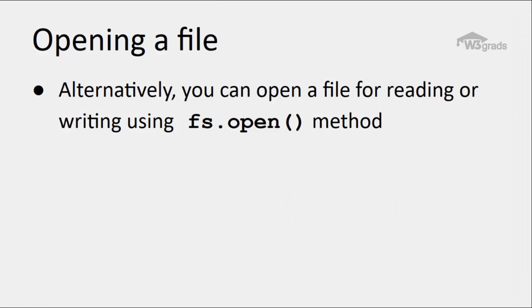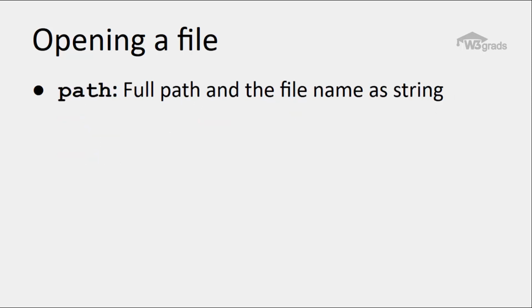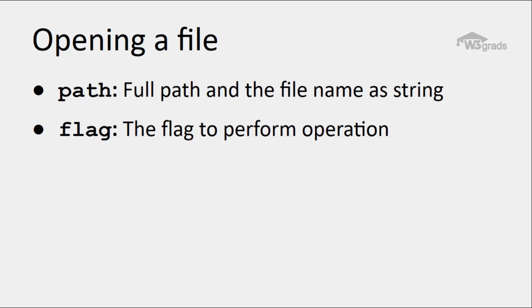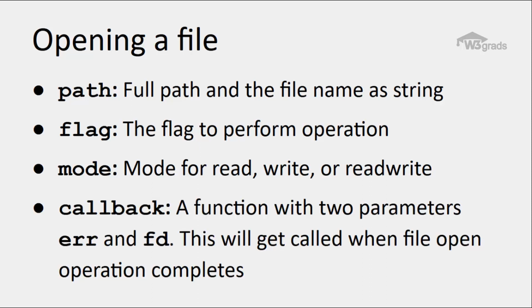Now, apart from using the writeFile and appendFile methods, you can also open a file for reading or writing using the open method of the FS module. The signature of the open method is shown here. Here, the path parameter denotes the full path of the file with the file name as a string. The flag parameter denotes the flags to perform the operation. The mode denotes the mode for read, write, or read-write. The callback denotes a function with two parameters, err and fd. This function will get called when the file open operation completes.